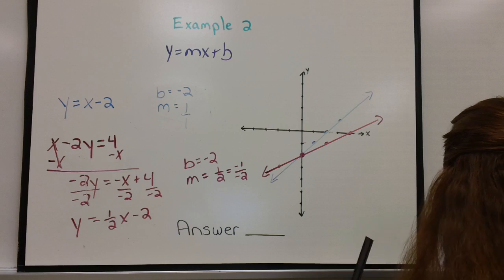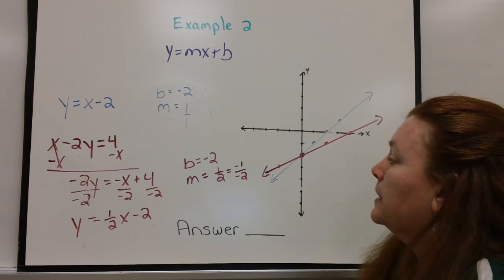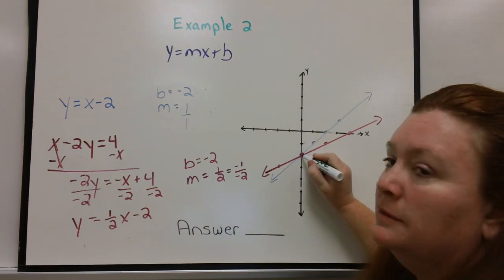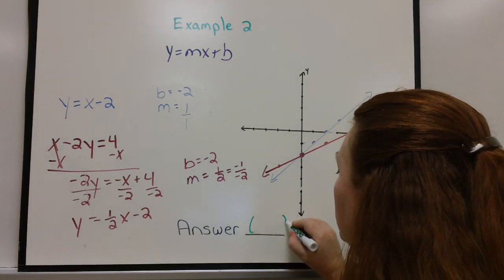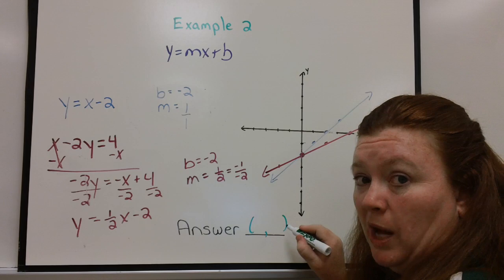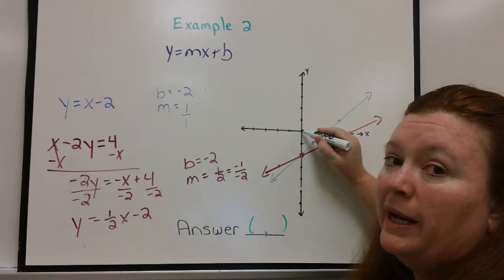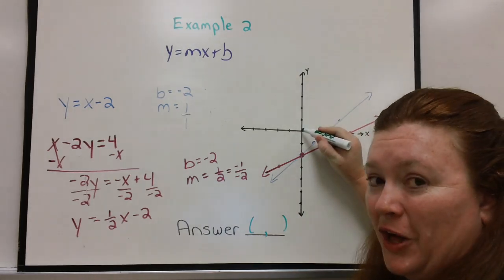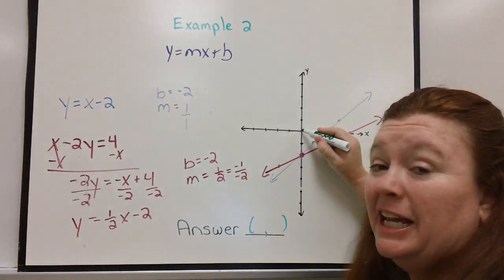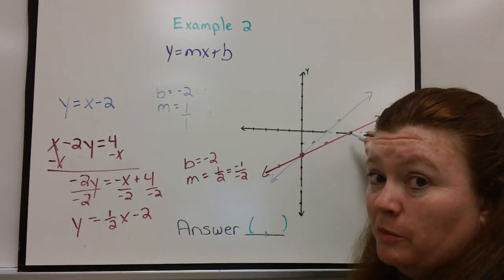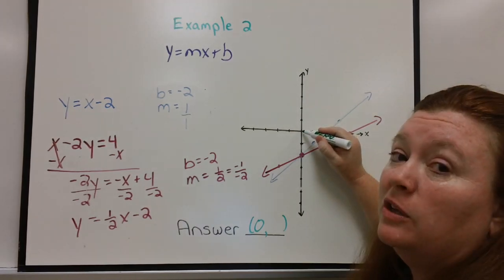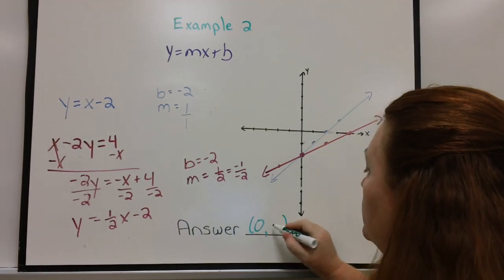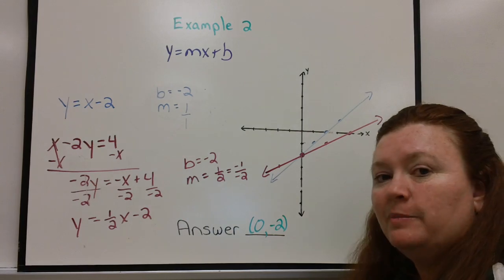So let me get my green one out so I can write my answer. My answer is the point, how do we write this? Remember, a point is x comma y. To get to that point, how far do I move along the x-axis? I don't. I don't move left and I don't move right. I move 0. Now, how far do I move along the y? Negative 2. And there's my answer.